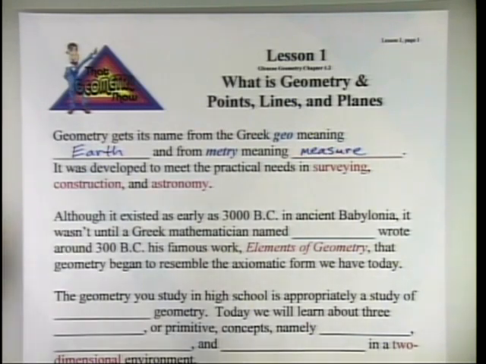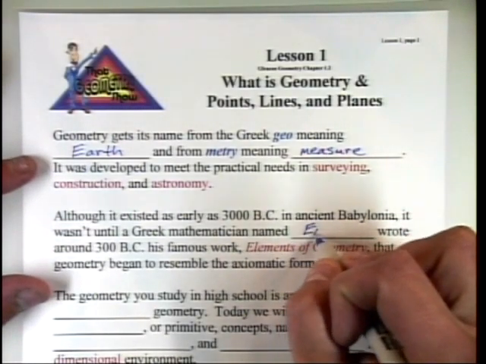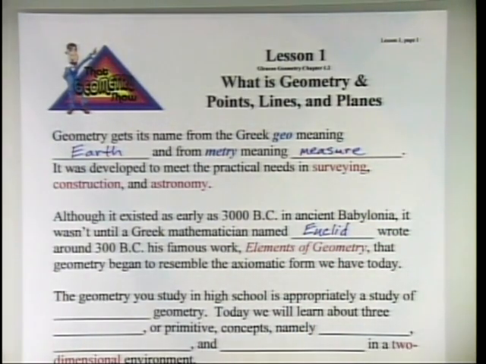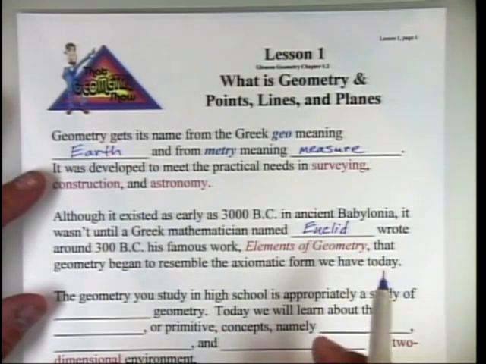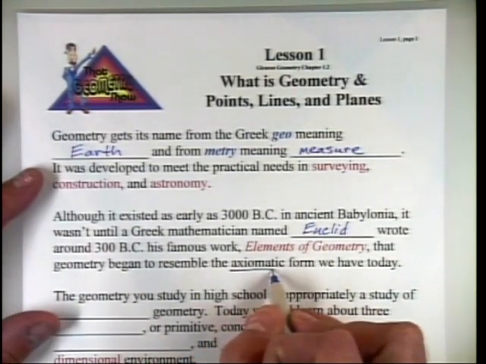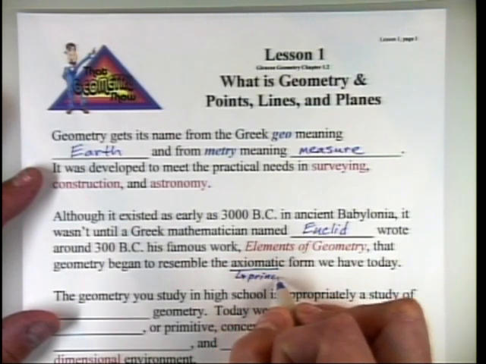Although it did exist as early as 3000 BC in ancient Babylonia, it wasn't until a Greek mathematician named, who is it, kids? Euclid. That's right. He wrote around 300 BC his famous work, and here was the name of his textbook, Elements of Geometry. And actually, it was 13 books, so you're pretty lucky to have it condensed down to one version. Now, that's the geometry that we see today in class. It's the axiomatic form, and an axiom, again, is just a principal truth.